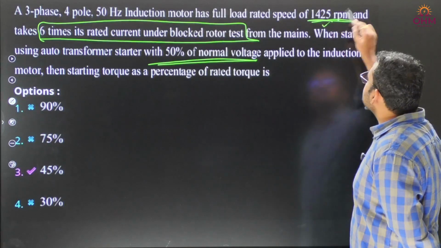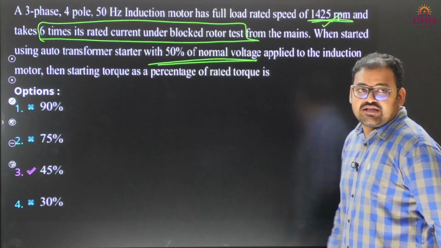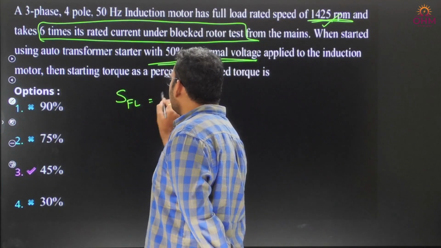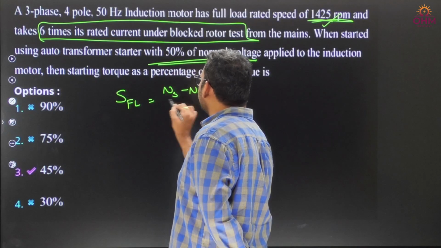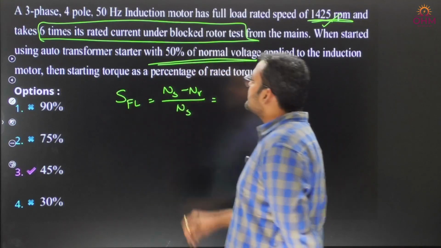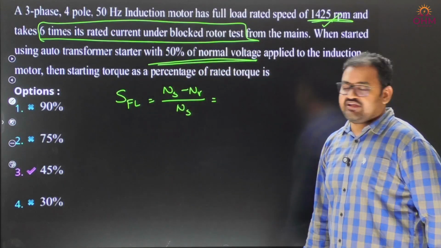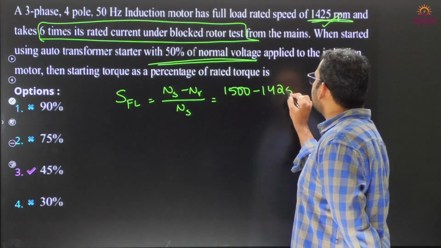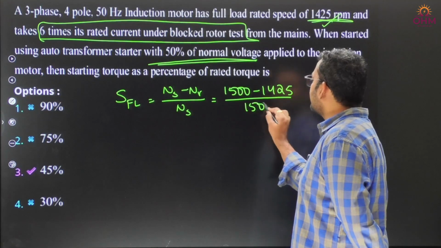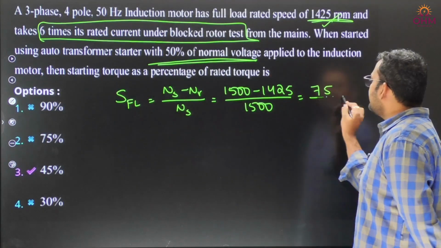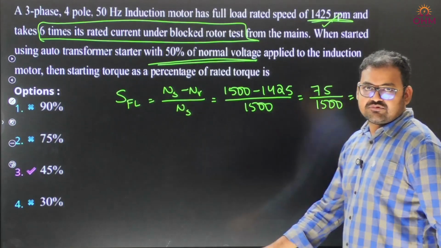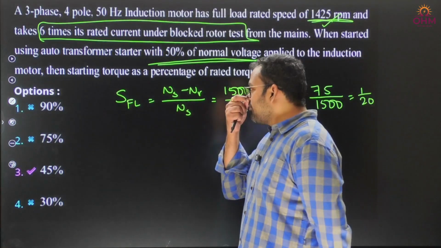First of all, I will use this full load speed and let me calculate full load slip. What is the formula for full load slip? Ns minus Nr divided by Ns. What is Ns in this question? 4-pole 50 Hz, that means 1500 minus 1425 divided by 1500. This is like 75 by 1500, which is 1 by 20. Keep it like that, 0.05. This is full load slip.